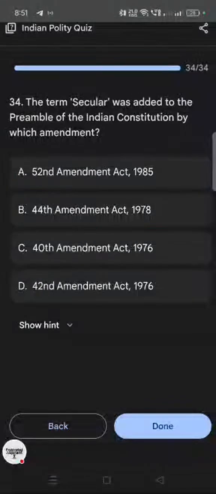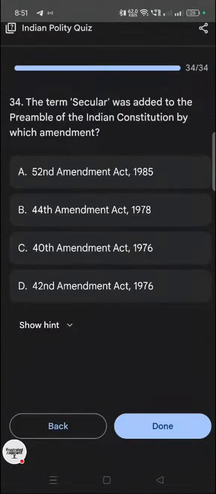The term secular was added by the 42nd Constitutional Amendment Act, 1976.